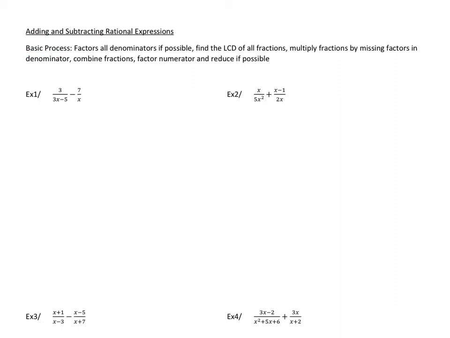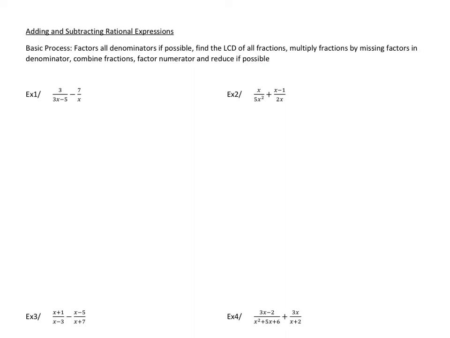So the basic process here is that you'll factor all denominators if possible. Then you'll find the LCD of all fractions. Then you'll multiply the fractions by the missing factors in the denominator, combine fractions, factor the numerator, and reduce if possible.